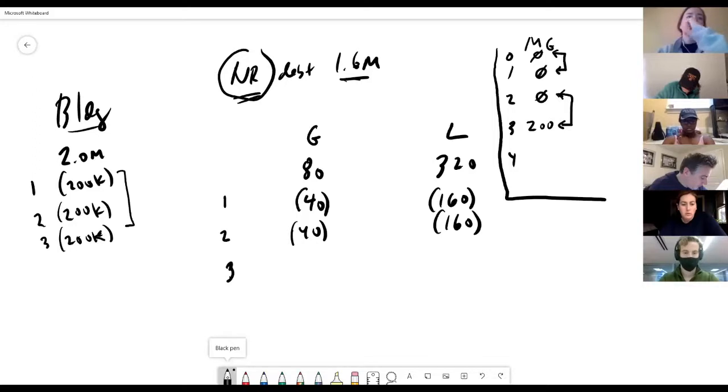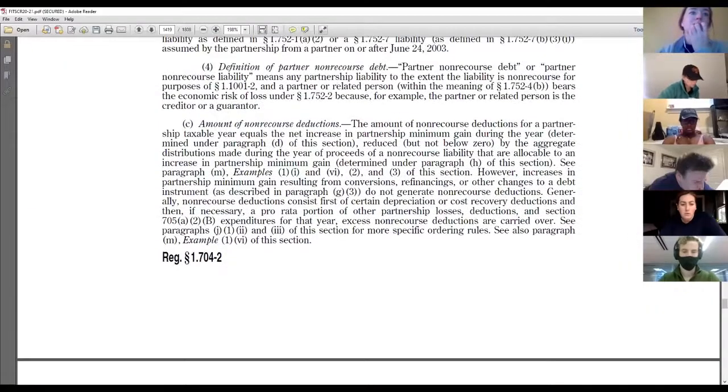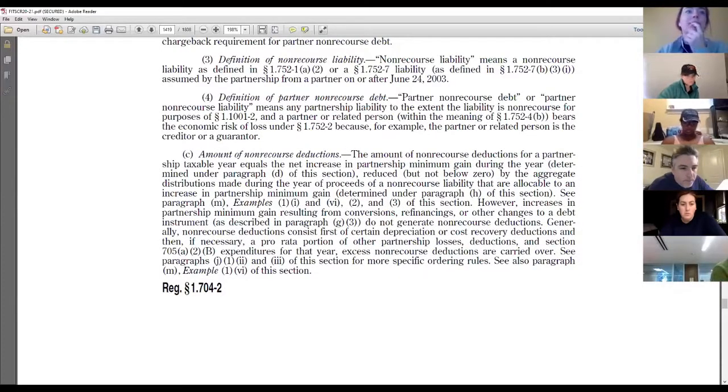Let's look at the reg here, dash 2C. It says the amount of non-recourse deductions for a partnership year equals the net increase in partnership minimum gain during the year. And then we reduce that by certain distributions that we'll talk about later on. But the general rule is the increase in minimum gain becomes non-recourse deductions. So now we know we have 200,000 of non-recourse deductions.